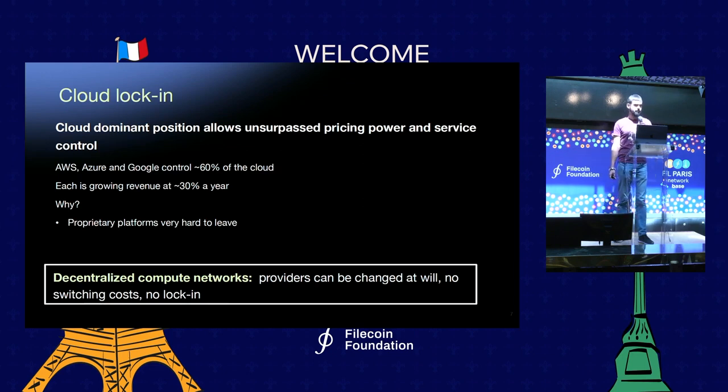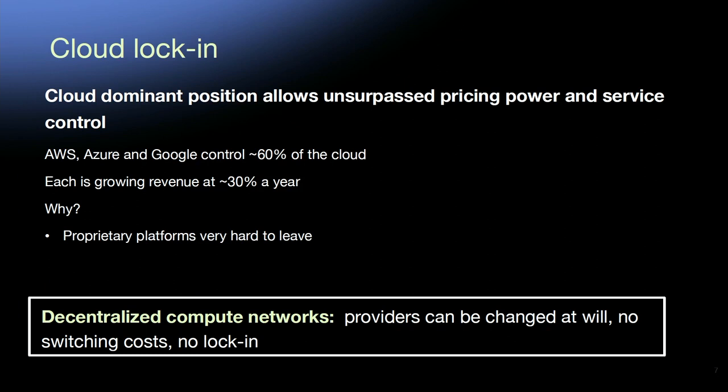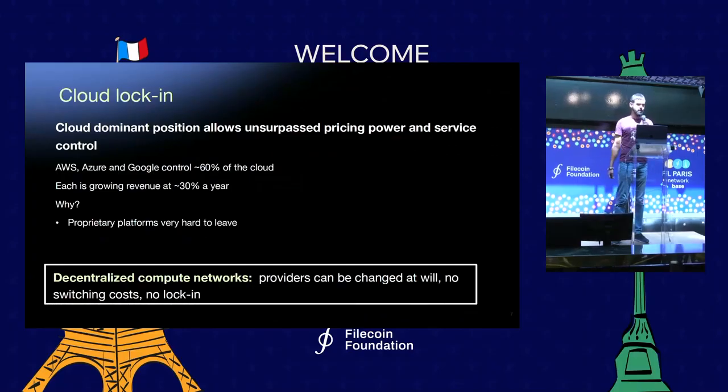And for traditional clouds, it's not the case. A few providers of cloud services control the majority of the market, and their revenue is growing pretty fast because once you integrate one of the cloud providers, it's very hard to leave. It's very hard to switch. And that's why decentralized compute networks are good, because providers can be changed at will, no switching cost, no lock-in, because that's the protocol.